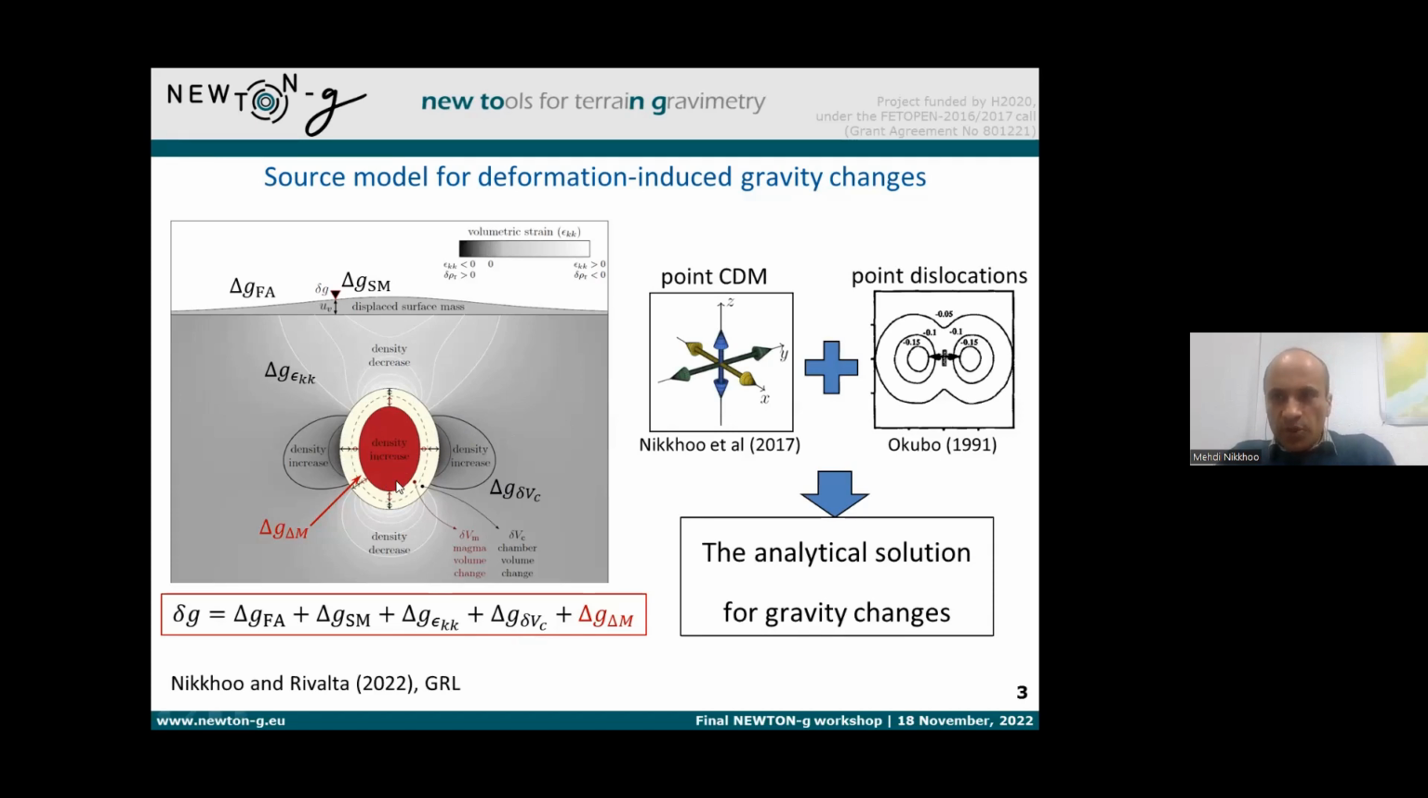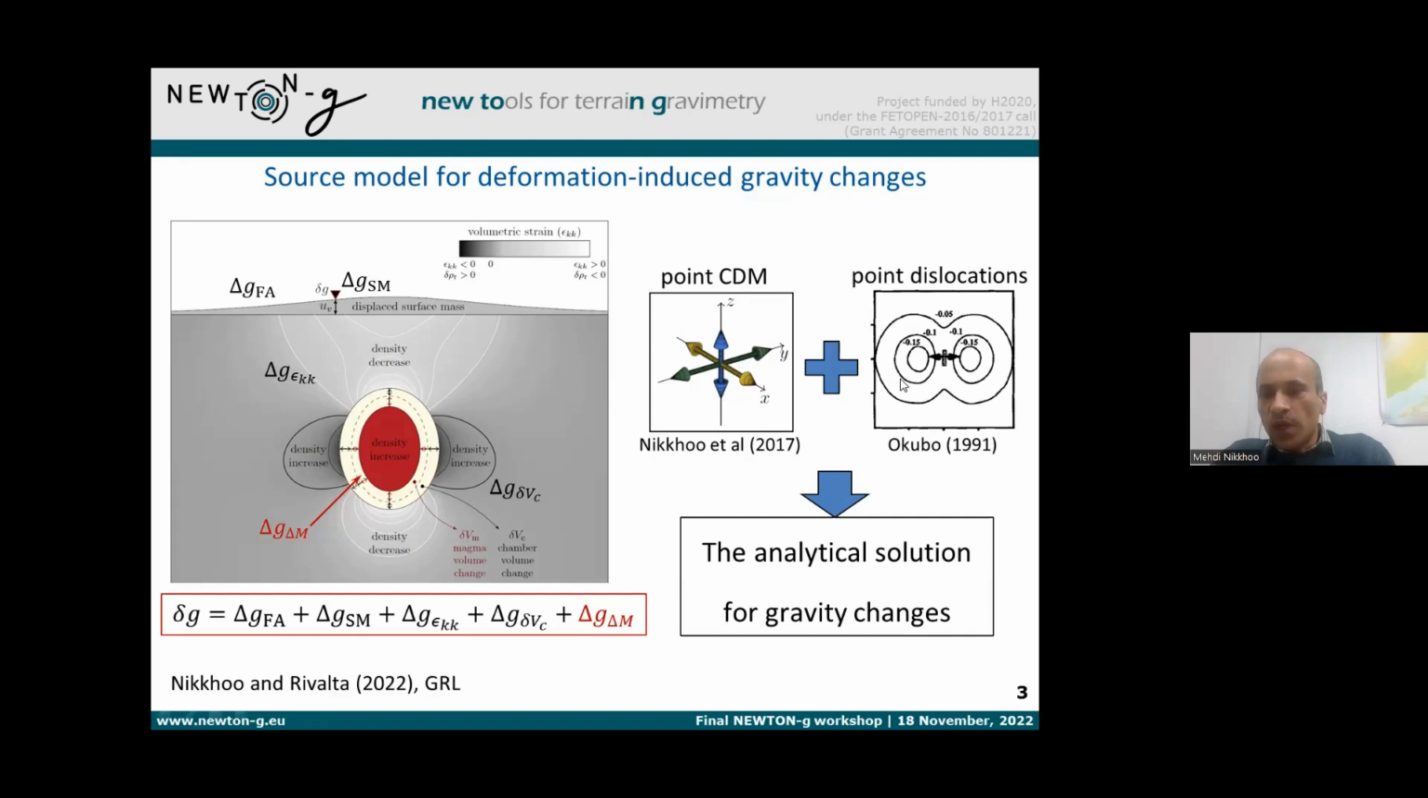So there was no analytical solution for triaxial sources of pressurization, and this is one of the problems that we addressed within Newton G. In order to address this problem, we used the point compound dislocation model, which is a point source solution for modeling deformation associated with triaxial sources of inflation. The solution is composed of three tensile dislocations, which represent openings along different directions, and these openings can be different, and therefore their combination can represent any triaxial source geometry.